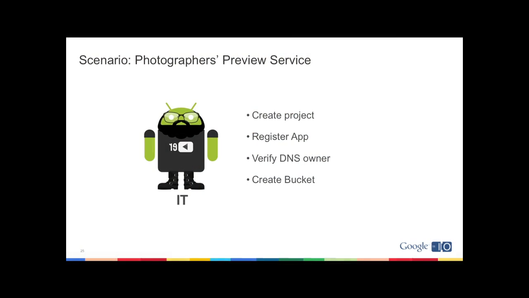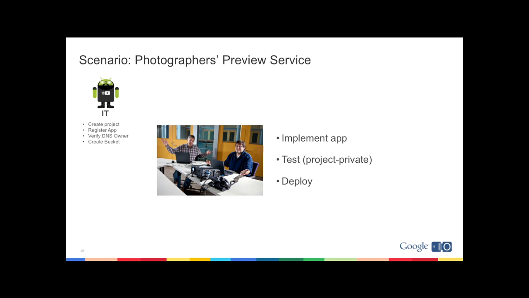So I'm creating this bucket, photos.gsdemo2011.com. At that point, the IT guy's job is complete. He's set up the project, created the team, set up the bucket, and now we can move on and bring in the development team. Here's my development team, and they're going to implement the application, and test it using an access control list mechanism called Project Private, which basically means anybody in the team can read and write the bucket and see everything that's being created in there, but it's not yet visible to the rest of the world because they're still developing and debugging this application. Once they finish, they can deploy the app into App Engine and start using it.